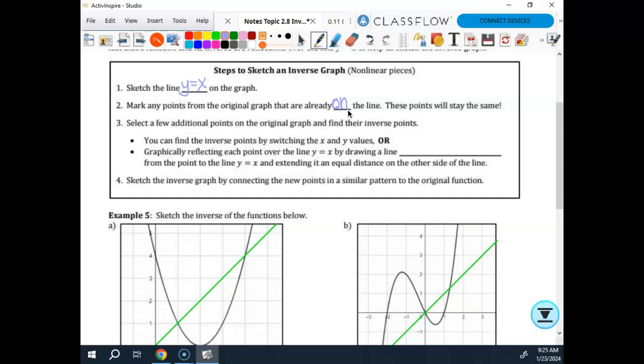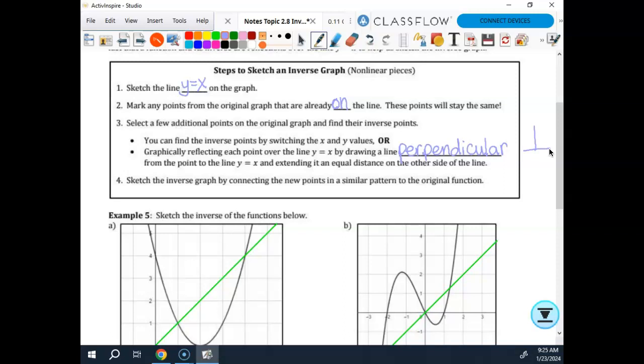reflecting each point over the line y equals x by drawing a line perpendicular. So perpendicular, we're going to write out the entire word. It's probably been a while since you've actually written that word. Perpendicular. Who can tell me what the symbol for perpendicular is? What does it look like? Yeah, it looks like an upside down T, right? That means perpendicular. Usually I do that and don't write out the word, but because we haven't actually used the word before, I want to make sure everybody knows what's what there.